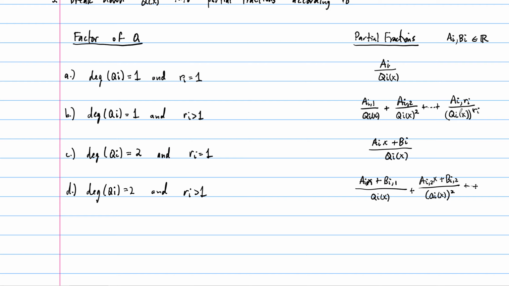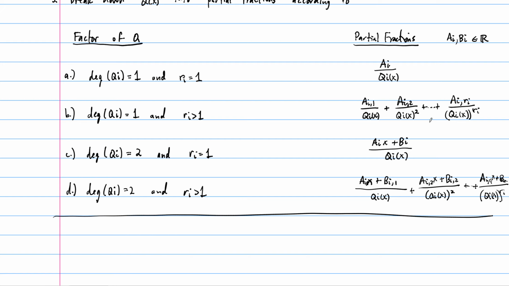And then this will continue just like with the linear ones. It'll continue all the way out to a sub i r sub i times x plus, I'm running out of space here, b sub i r sub i, and then this will be the total multiplicity here. So the idea is that you need one term for each multiplicity. If your denominator is linear, you just get a number on top. If your denominator is quadratic, you get linear on top, and you need one fraction for each multiplicity.